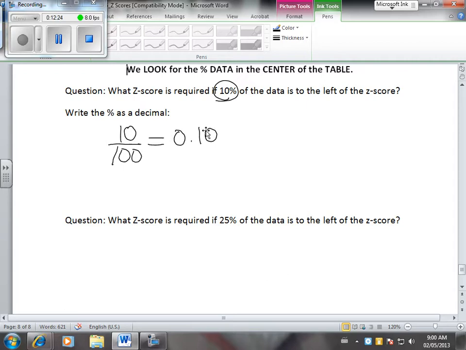Okay, and then we have to look for that in the z table. Now we look for the closest we can get to this. So look for the closest value.